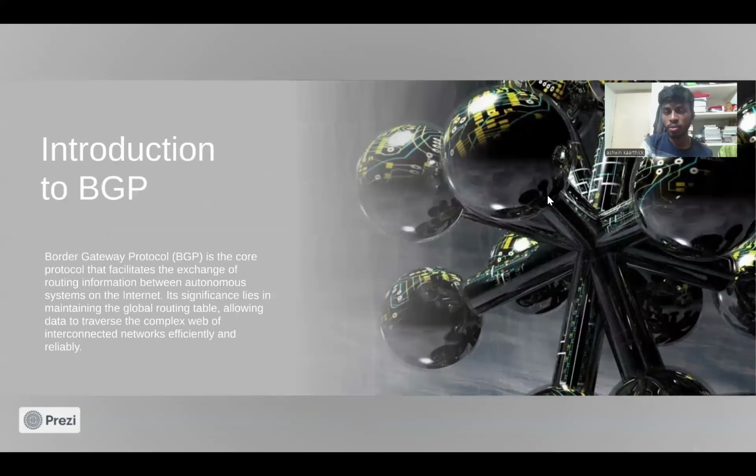So, introduction to BGP. BGP full form is Border Gateway Protocol, which is the core protocol to facilitate the exchange of routing information between the autonomous systems. Its significance lies in maintaining the global routing table, which helps to optimize the routes for the networks.